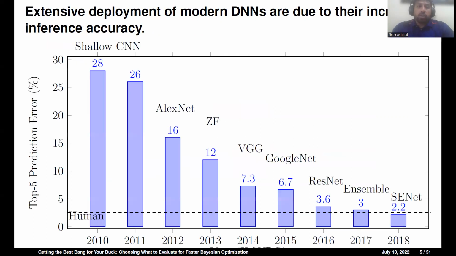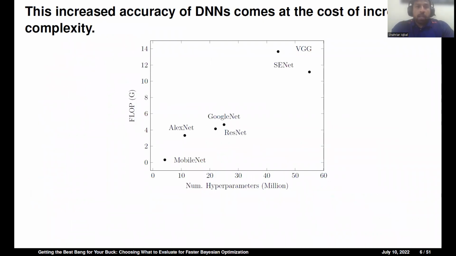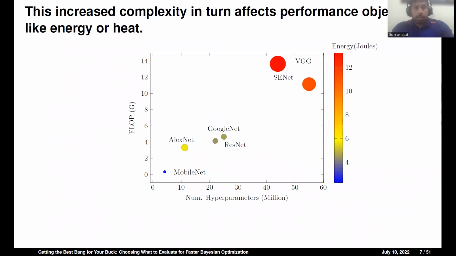Modern deep neural networks are getting deployed in different applications such as natural language processing, computer vision, speech recognition, etc. The extensive deployment of modern deep neural networks is due to the increasing inference accuracy. Recently, modern deep neural networks have surpassed human-level accuracy for object detection applications. This increased accuracy comes at the cost of increasing complexity. With the number of hyperparameters on the rise, the number of floating point operations is also increasing rapidly. This increased complexity is affecting performance objectives such as energy consumption or heat dissipation.